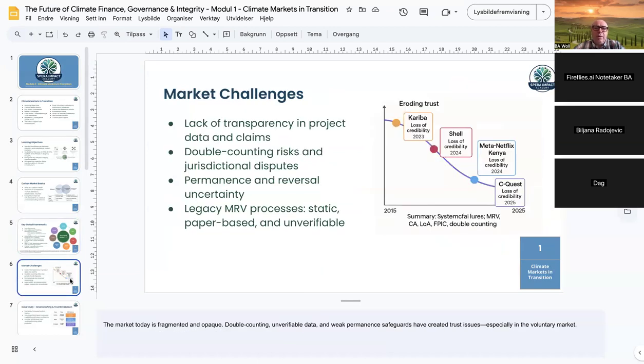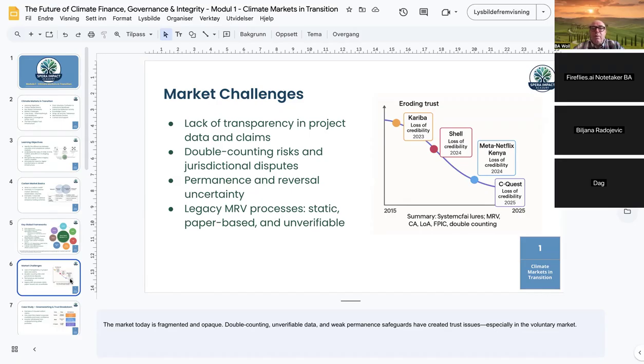If you look at the market challenges now, and then we're talking mainly about the voluntary market. There is a lot of lack of transparency in project data and claims. There have been a lot of double counting risks and juridical disputes. There have been permanency and reversal uncertainty, and the legacy MRV processes are static. They are mostly paper-based and then unverifiable.